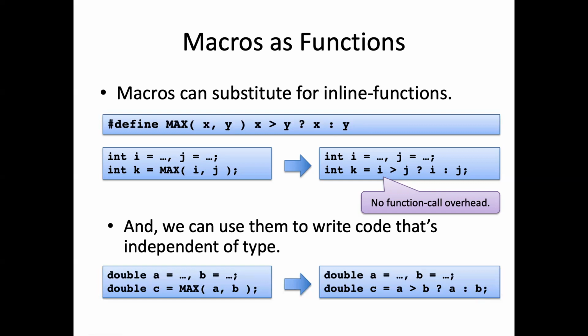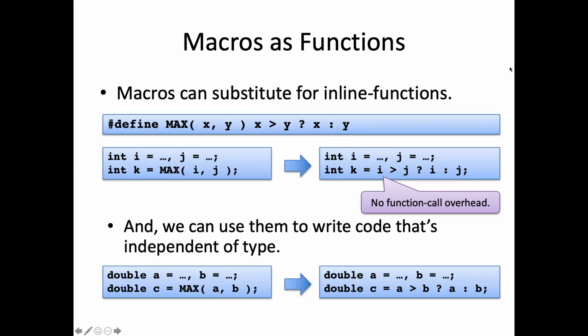That'd be easy to do in Java, but in C, we can't write a regular function that works for arbitrary types. But a macro can do that as long as its definition works for whatever types you call it on. So here we've got a macro for the max function that works for any of the built-in primitive types.